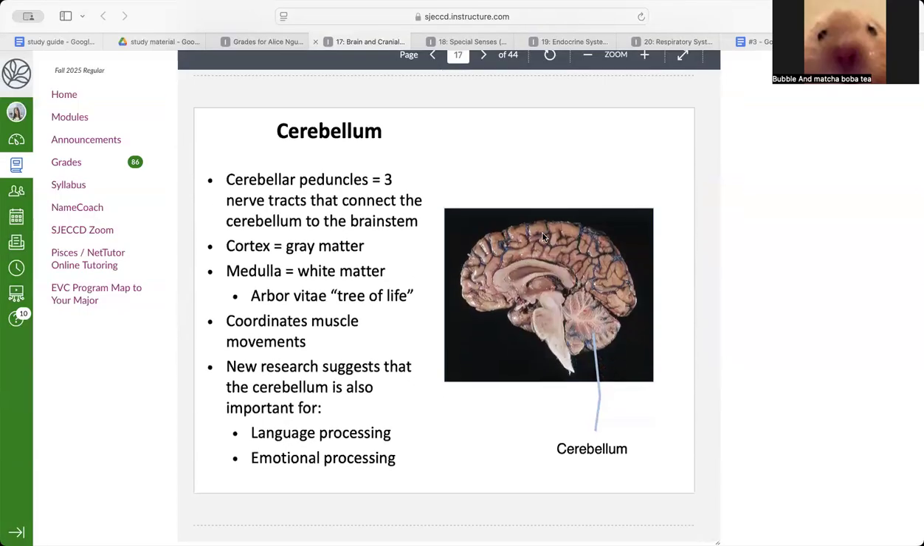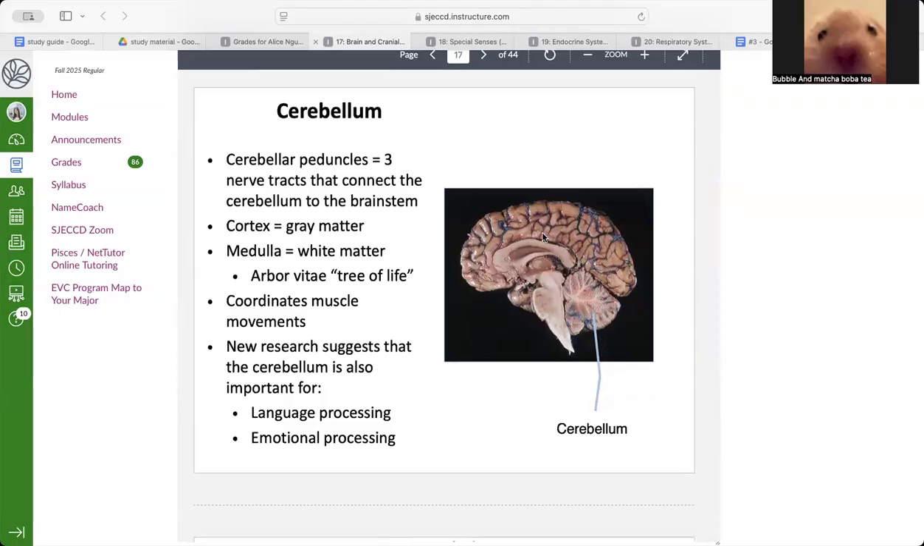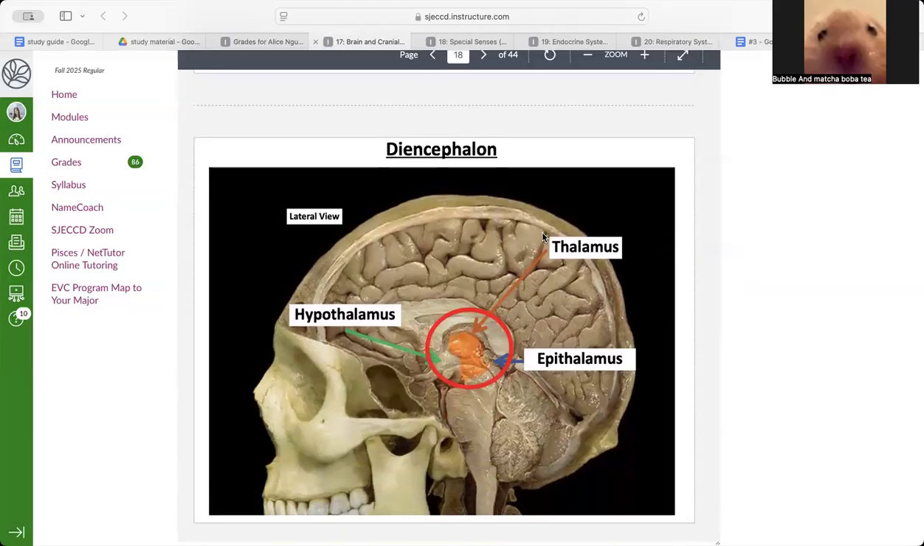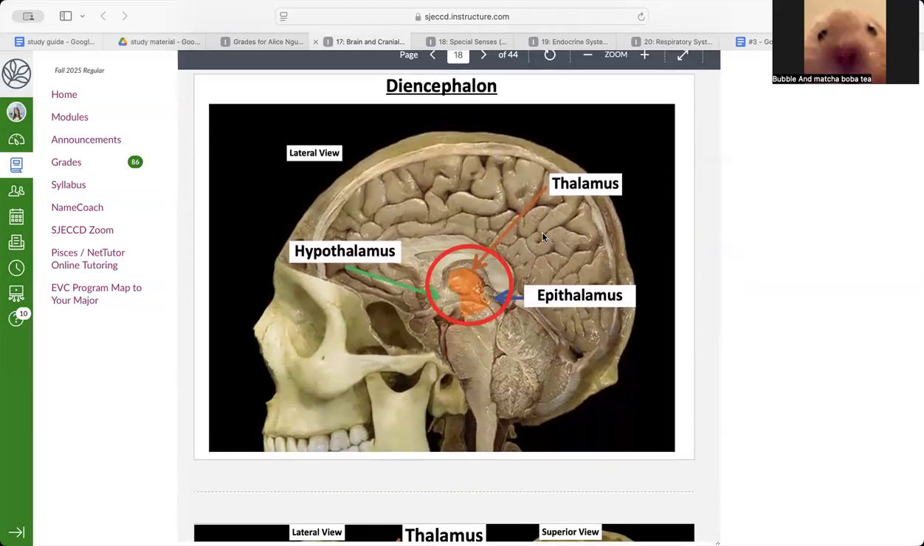You have the cerebellum. Basically, these are nerve tracts that connect to the brainstem, and they kind of figure out your body's position in space. So if your arm's up, you can kind of feel it in the air. It helps you fix things. You have cortex on the outside of the organ, while the medulla is the white matter. And the arbor vitae is a tree of life, and it coordinates muscle movement. So people who get hit in the head have a hard time processing language, emotional processing, and they have weird jerky movements.